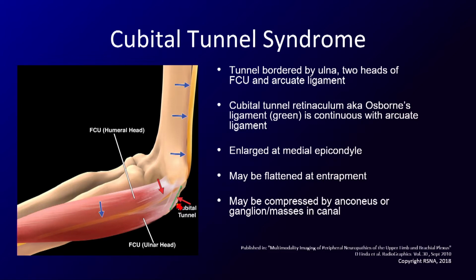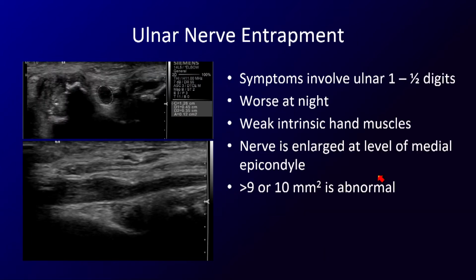So knowing what a nerve entrapment looks like, the nerve proximal to this area will be thickened and hypoechoic. And that is best seen here at the level of the medial epicondyle. With ulnar nerve entrapment, the symptoms will involve the small finger and the ulnar aspect of the ring finger. Patients describe symptoms worse at night and may even present with weakness of the hand muscles. 10 is the cross-sectional area we use for abnormal.